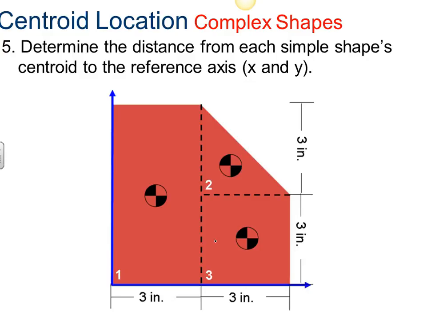Next, once we've determined our centroid location, we want to determine the distance from each simple shape's centroid to the reference axis x and y. Okay, so for shape number 1, we've got 1.5 inches from the y-axis. So that's actually going to give us an x distance across the x-axis, or horizontal, of 1.5 inches. We've got measuring for the triangle. We've got 4 inches from the y-axis, which is going to be an x horizontal of 4 inches. And for our square at the bottom, we're 4.5 inches.